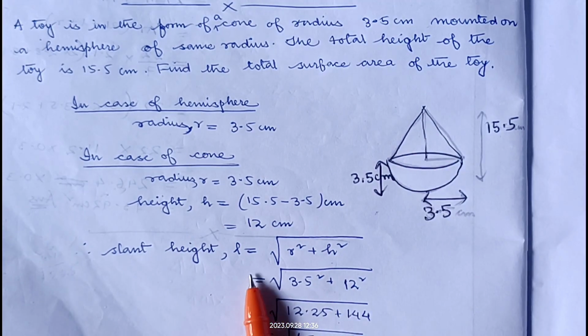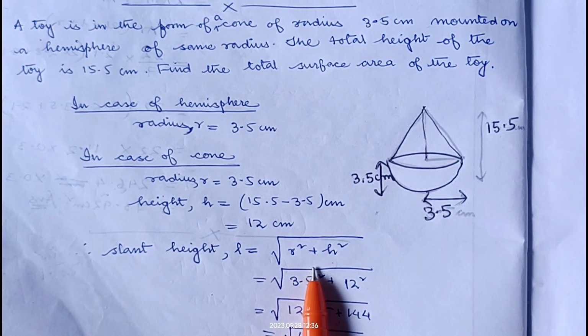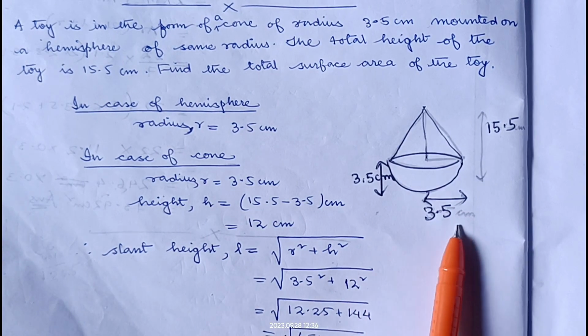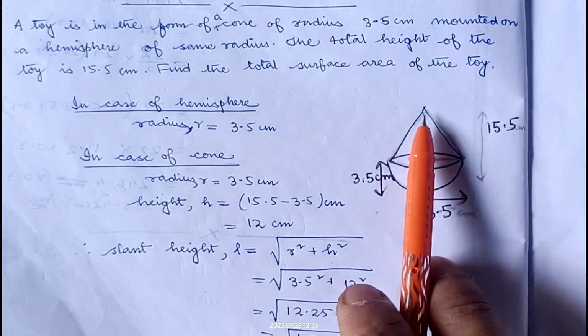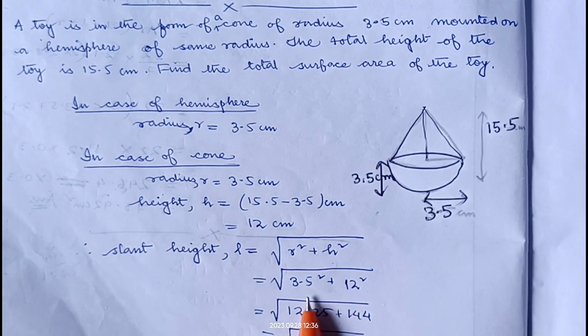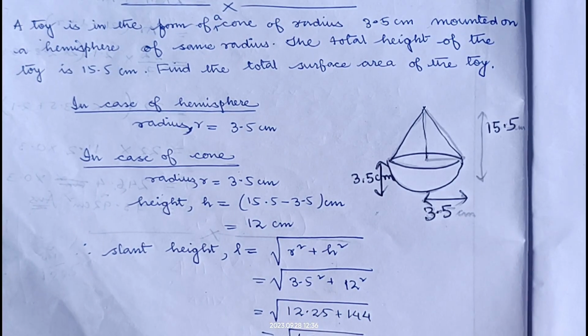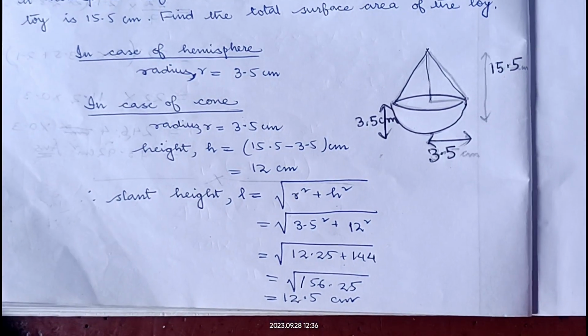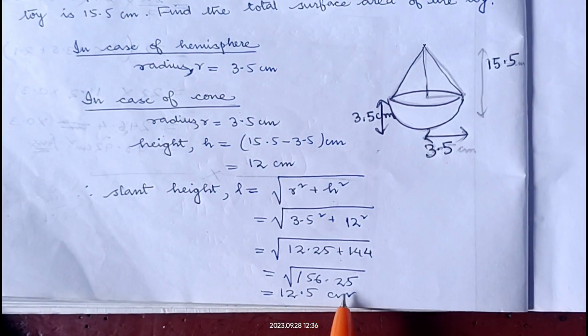For slant height, we have to use this formula: L equals root over h square plus r square. So 3.5 square plus 12 square. From here to here it is 12. 3.5 square is 12.25 plus 12 square is 144. If I add, it will be 156.25.